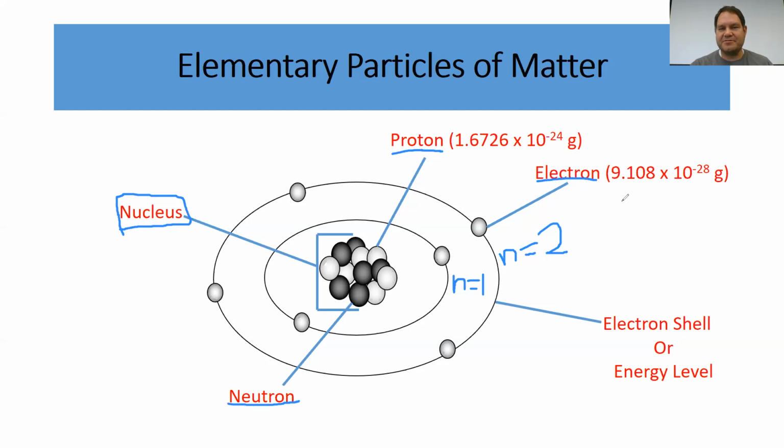Okay, so for this shell model or Bohr model, all I want you to do right now is know the basic component structure of the atom, where the nucleus is, the fact that the nucleus is made up of protons and neutrons, and the electrons are outside of the nucleus in electron shells or energy levels. There's only a certain number of electrons that can fit in these electron shells, as we'll see later.